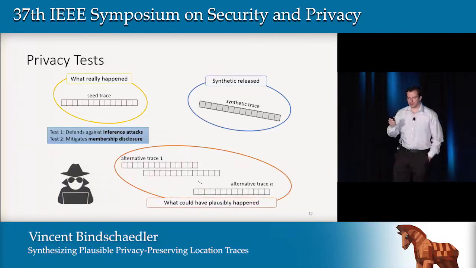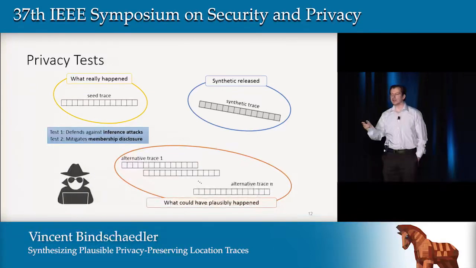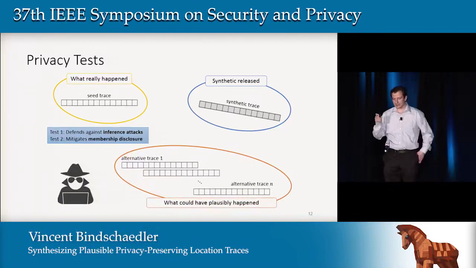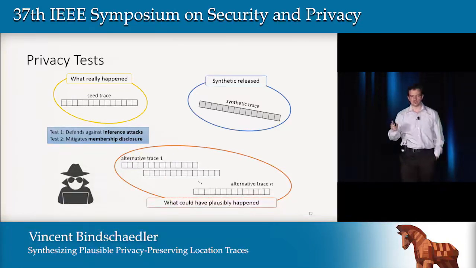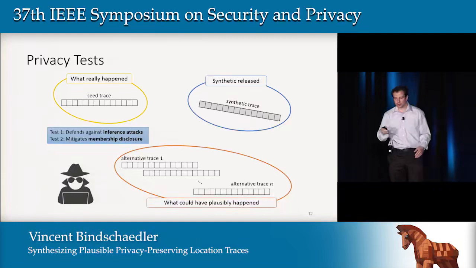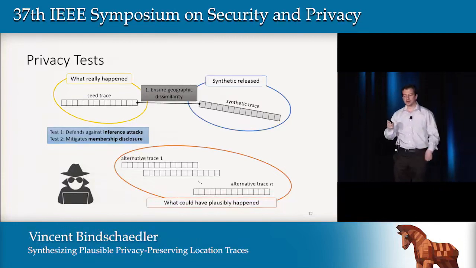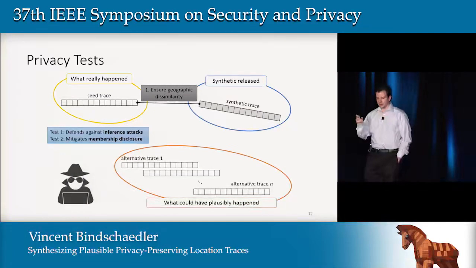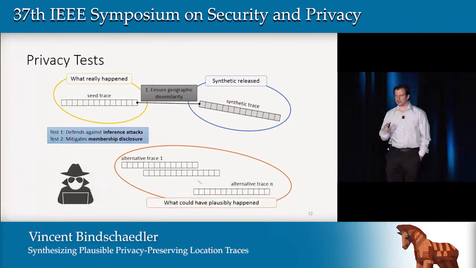So what we want to make sure of is that because the synthetic trace came from the seed trace, it does not leak information about it. So we will do this using 2 tests. The first test protects against an adversary that is trying to infer the locations visited in the seed. The idea here is that we want to ensure that the synthetic trace and the seed trace are sufficiently geographically dissimilar. Basically, in the generative model, we do discard the geographic information from the seed trace.